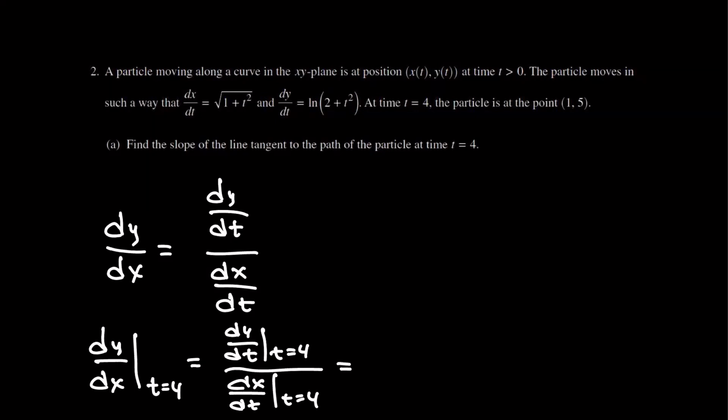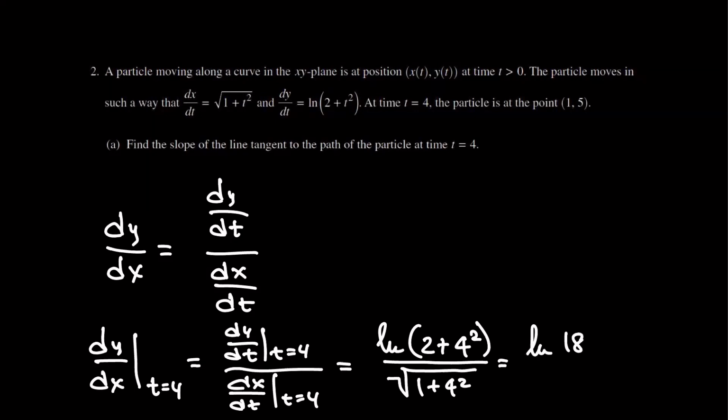Let's plug in those values here. We get ln of 2 plus 4 squared over the square root of 1 plus 4 squared. This is equal to ln of 18 over the square root of 17. We need a calculator to calculate that, but this is a pretty straightforward calculation, so I will not be showing it. This is equal to 0.701, and so this is the answer to question A. Let's move on to question B.